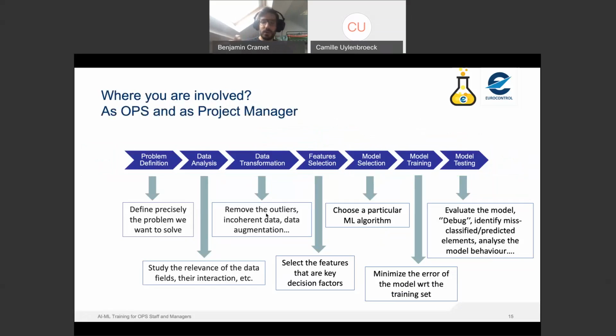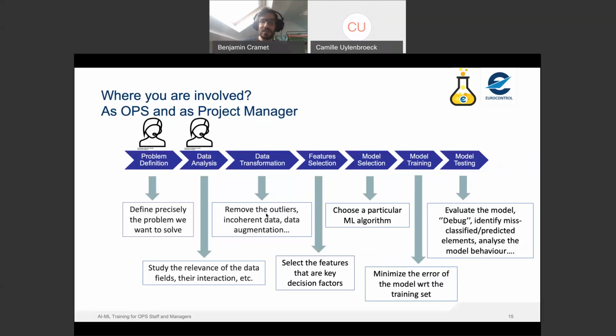Where is your role? Whether you are an ops staff or a project manager, what are the steps in this process, in the journey to make an AI system, that you will be involved in? So let's see for operational staff. Operational staff play a key role in the problem definition. Basically, you say what you want, and the engineers will work at providing what you want. Very simplistic approach, but it should work like this. Only ops can say what is the problem, what is the feature, what is the goal, what is the service that the AI model needs to run.